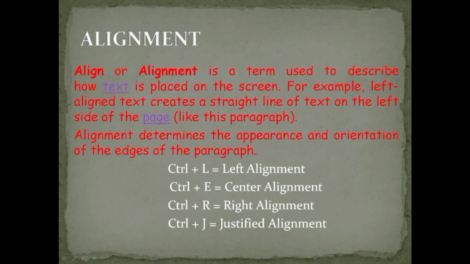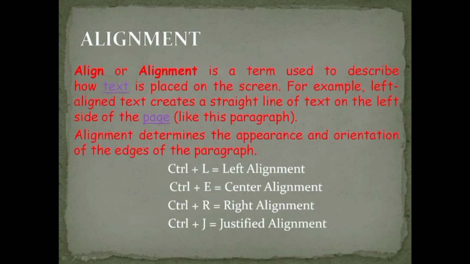When we align our text in reference to the left and right margin, it is called horizontal text alignment. Here we have four types of alignment: left alignment, right alignment, center alignment, and justified. Left alignment is the default alignment of text in our document. The text is aligned along the left margin while leaving a little space towards the right margin. The shortcut key of left alignment is Ctrl plus L.